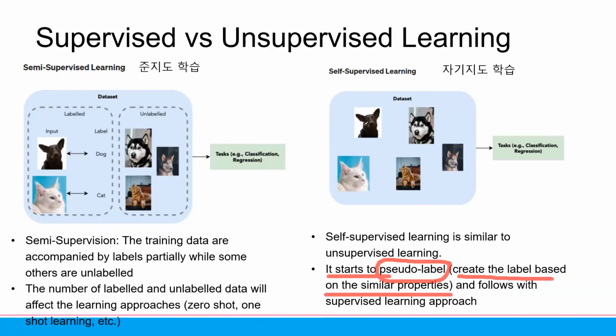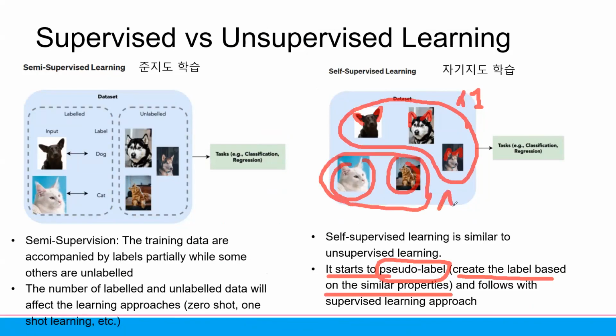As I mentioned to you, I can see this is the ear. So they have a similar ear, so maybe they are in the same category. So I can make this animal one. They also have a similar category, maybe because of the head or the weight. So I can put those two in the same category. They are animal 2. Then after I know this is animal 1, this is animal 2, it will follow with the supervised learning approach, because I already have the label.